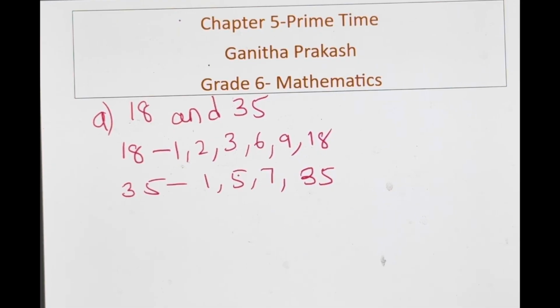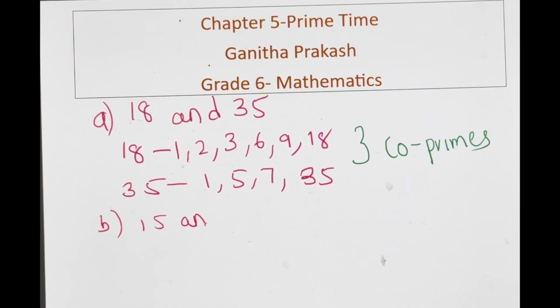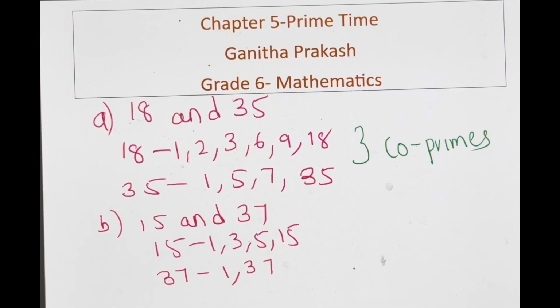So if you see, there is nothing common in both of them. So here you can say that they are co-prime numbers. You can put a tick mark for this. Let us try to solve question number B. In B, 15 and 37. The factors of 15 are 1, 3, 5 and 15. For 37, the factors are 1 and 37. So there is nothing common again here. 37 is a prime number.